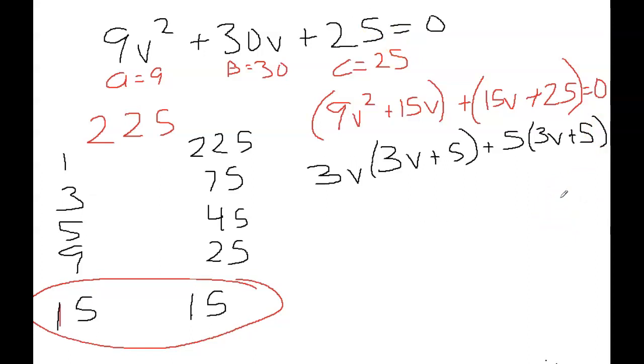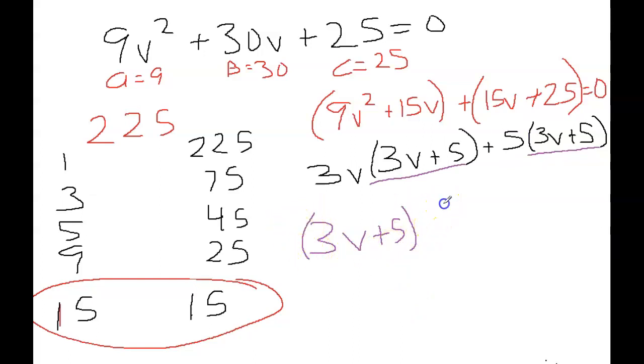All right. Now here is kind of the last step. You see this common factor here, 3v plus 5, is being multiplied by two things. It's being multiplied by 3v, and 3v plus 5 is also being multiplied by a 5. We can factor out the 3v plus 5. This is always our last step.